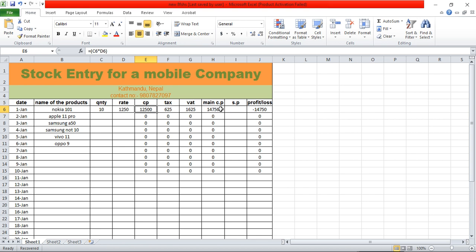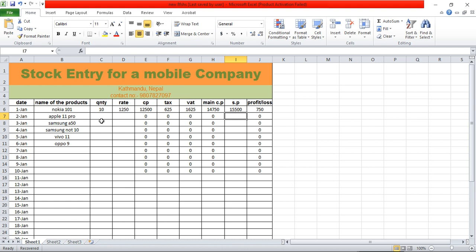So the main cost for the purchasing of these model numbers is 14,750, and now it is showing as minus 14,750 because we haven't sold it yet. Okay, so now let's imagine that you sold these items at 15,500. Press enter. See, in the profit and loss column it is showing you 750 rupees, which can be imagined as the profit amount.